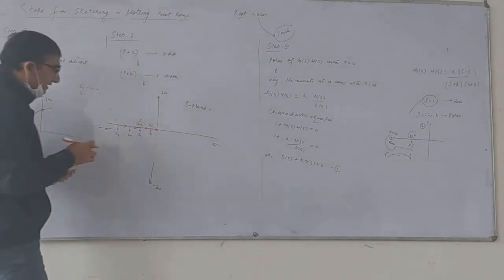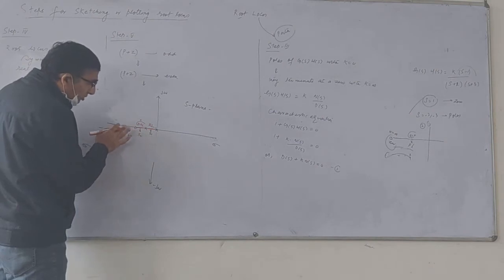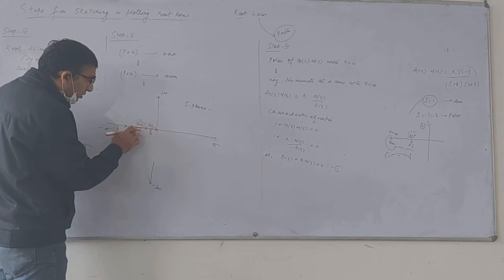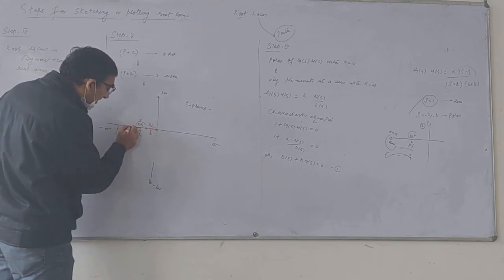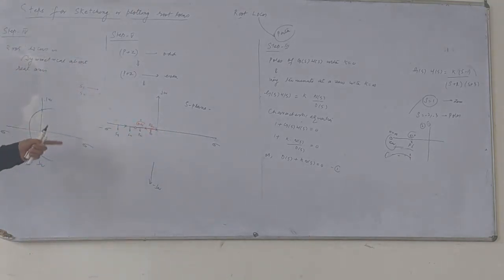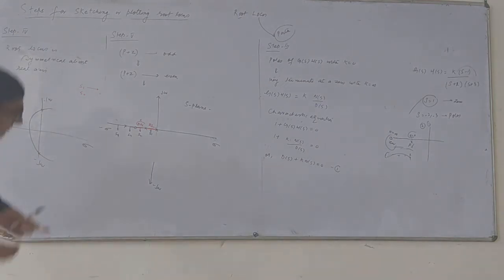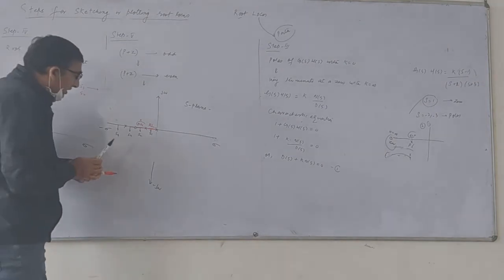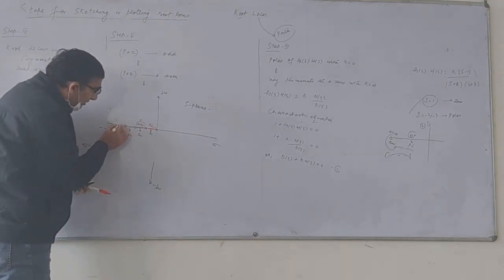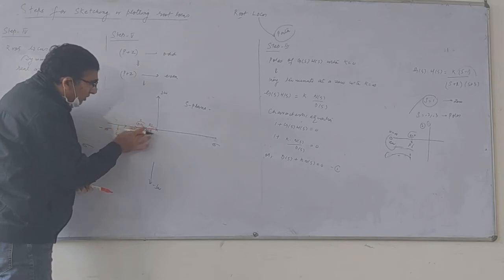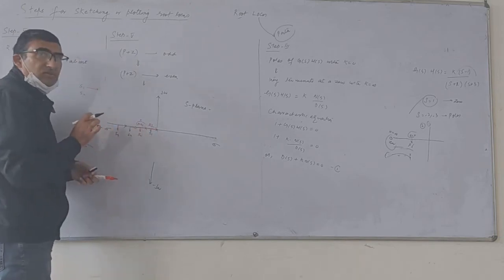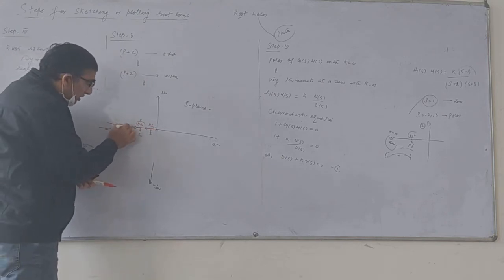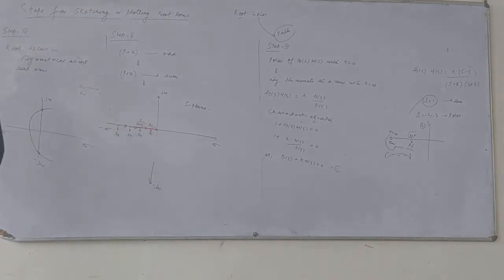Now if I consider the point S3, to the right of S3, the summation of poles and zeros is 2 poles and 1 zero, which is an odd number. So that clearly says that this is a part of root locus, in context to the point S3. Next, if I am talking about S4, to the right of S4 we have three poles and a zero, 3 plus 1 is 4, which is an even number. So this portion in context to S4 is not a part of root locus.